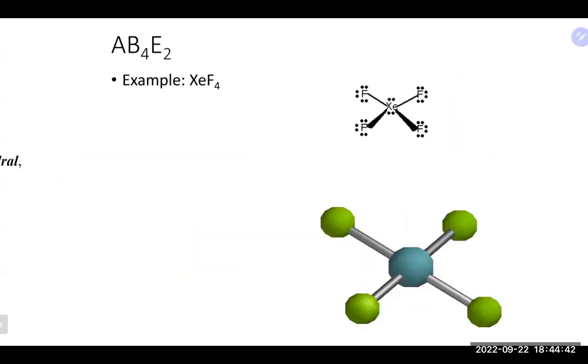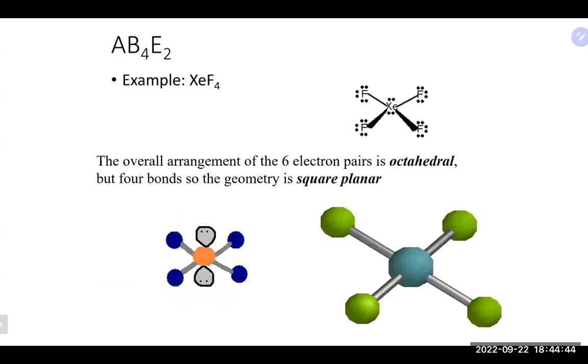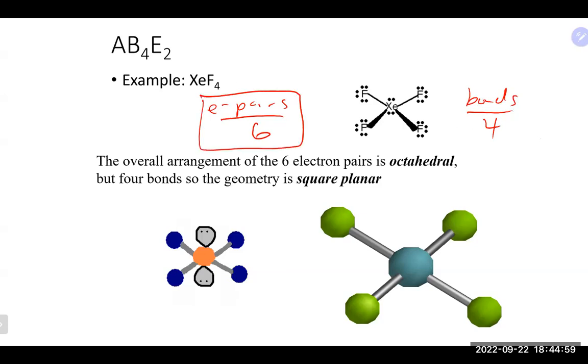And now we're going to get into our 6 electron pairs around the central atom. So for XeF4, the electron pairs around the central atom is going to be 6. And in terms of bonds, we have 4. And once again, our electron pair geometry will be based off of our 6 electron pairs. So that is going to be the octahedral arrangement.